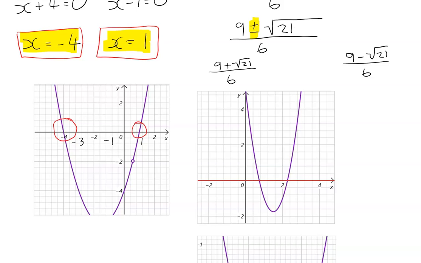Now, if I asked you to put this maybe to 2 decimal places, you go to your calculator, you can type in 9 plus the square root of 21 all over 6, and you would get an answer with loads of decimal places after it, but it's 2.26376, and it goes on for another bit. To round that to 2 decimal places, you would get 2.26.